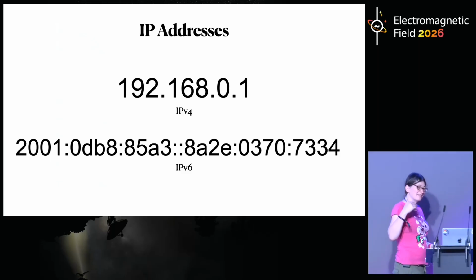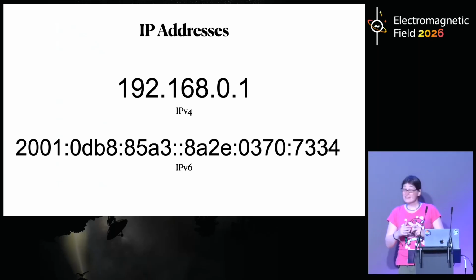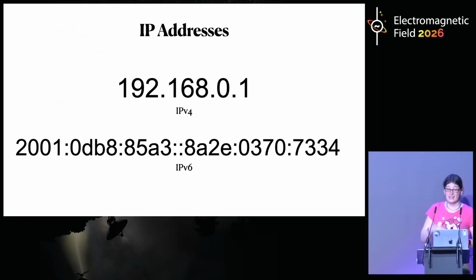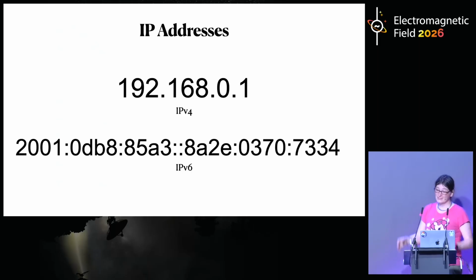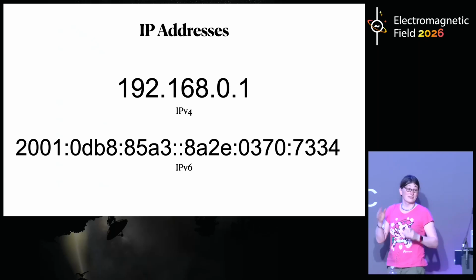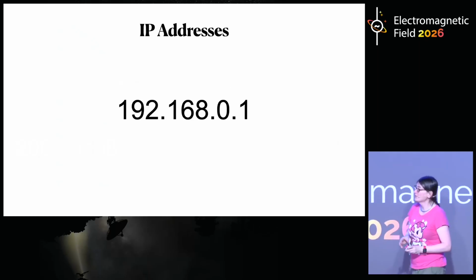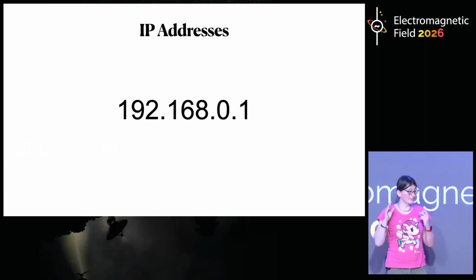At home, you are still somewhat more likely to encounter version 4 addresses. In principle, they work very similarly. IPv6 addresses just look more intimidating because they are longer. I'm mostly going to talk about version 4 addresses, which look like this.